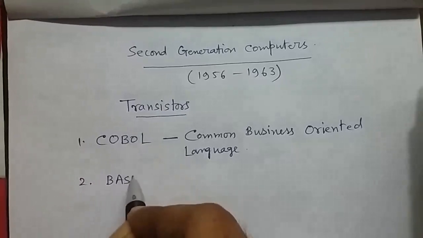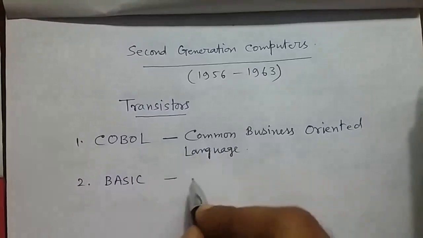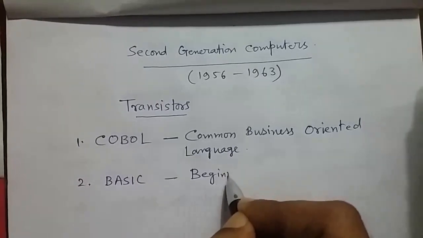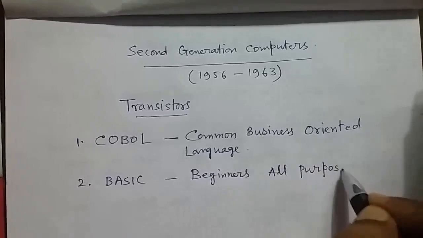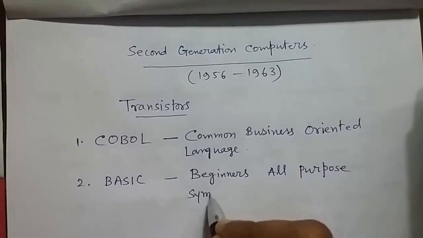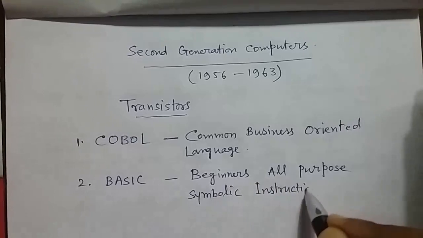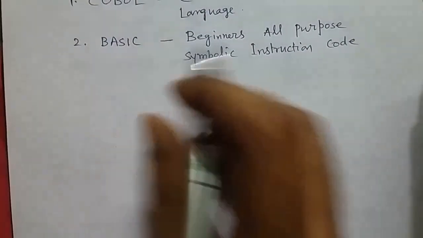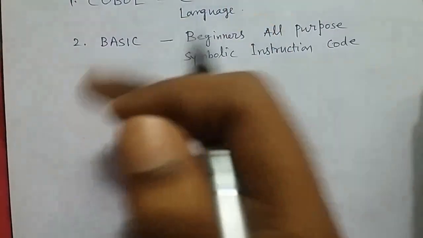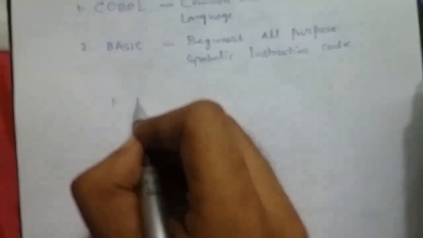The next one is BASIC, also an abbreviation. The full form is Beginners All Purpose Symbolic Instruction Code. Now, I can give you two examples of second generation computers. First one is UNIVAC.